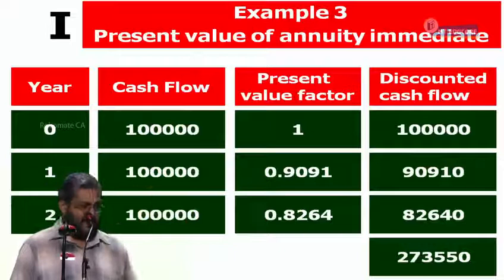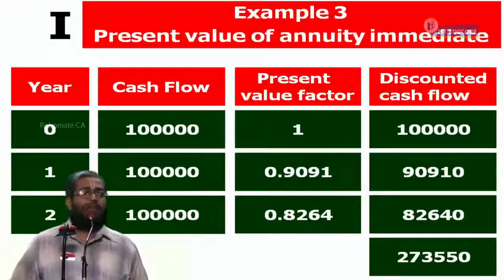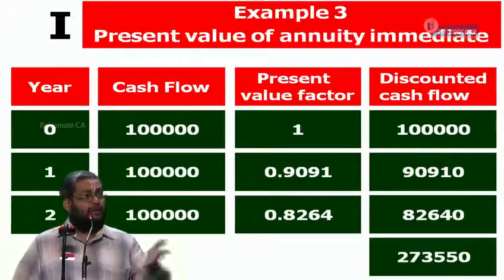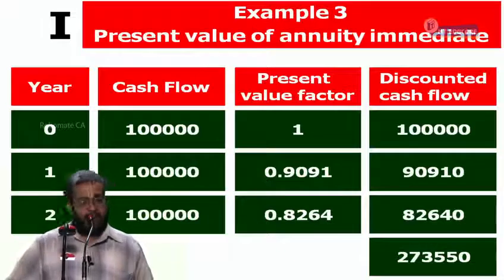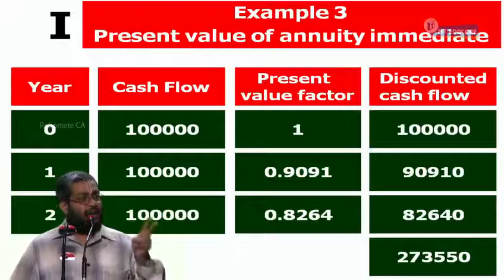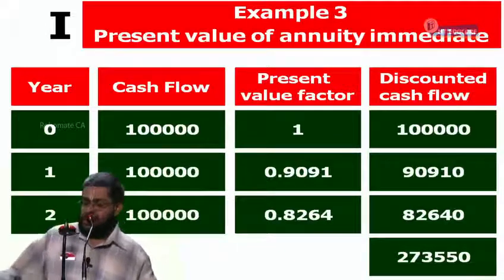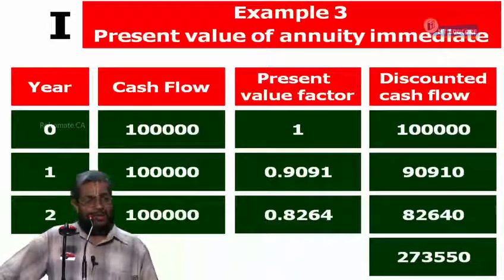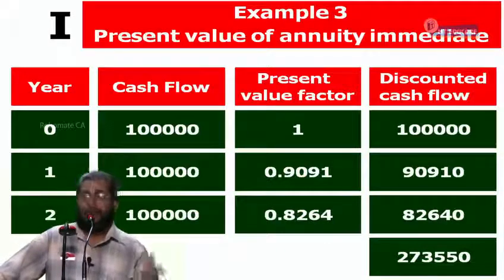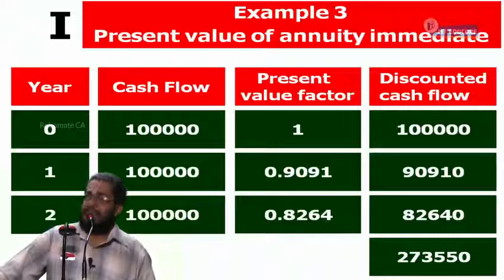Take the calculator. Please, all of you, do along with me. 1 divided by 1.10, equal to 2 times. Plus, grand total. You will get 1.7355. Plus 1 gives you 2.7355.